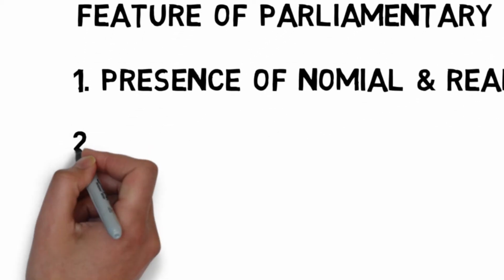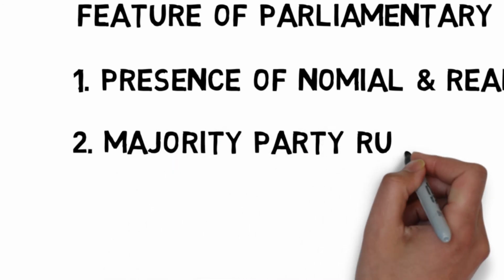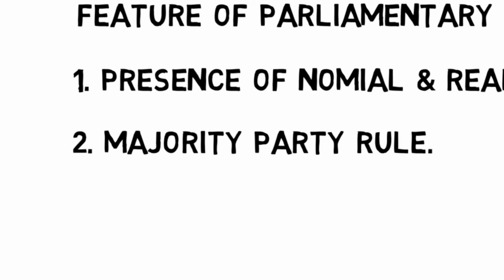Second very important feature is that it talks about that majority party always rules. Yes, in any parliamentary democracy or a cabinet form of government, it is always a majority party who rules and the minority party is always in the opposition.